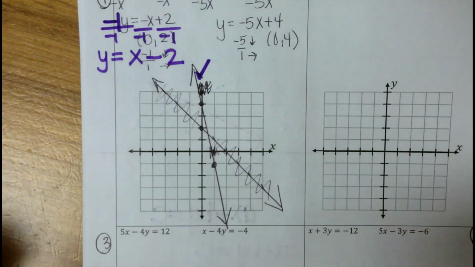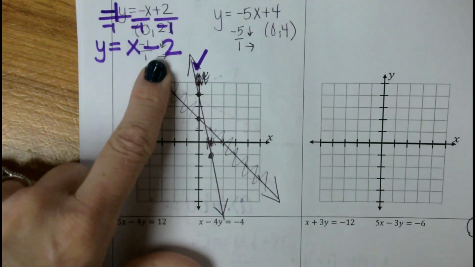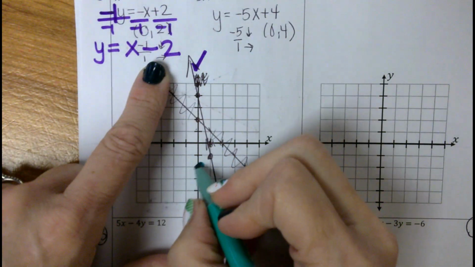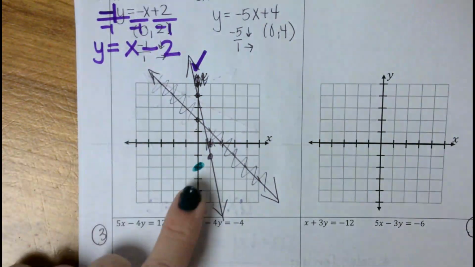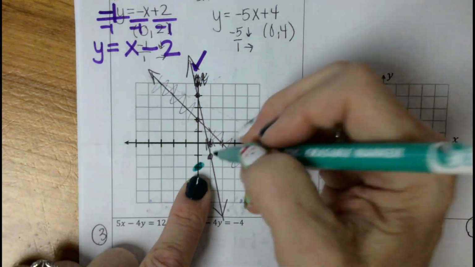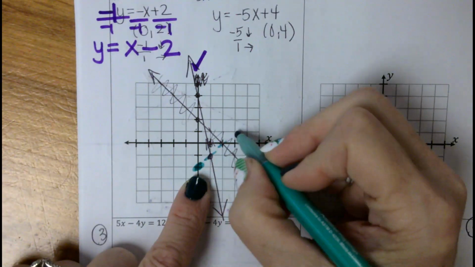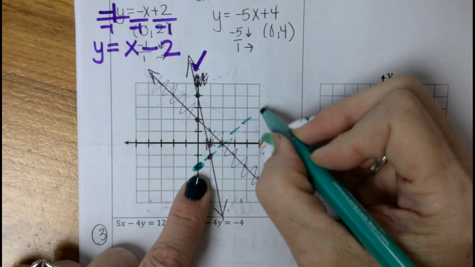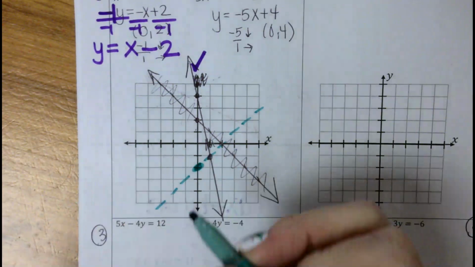All right, here we go. 0, -2 is down here. That's probably a way bigger dot than you needed to see. And then up 1 over 1. Now I get a nice intersection. There we go.